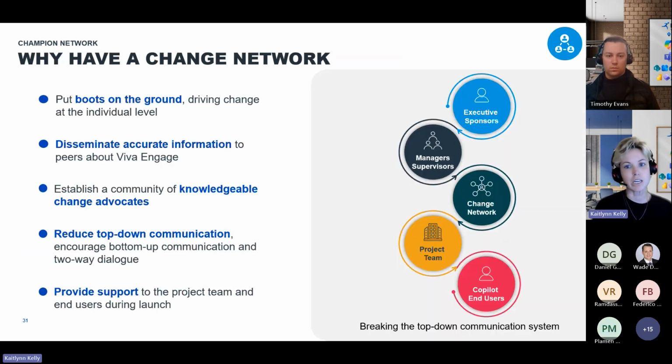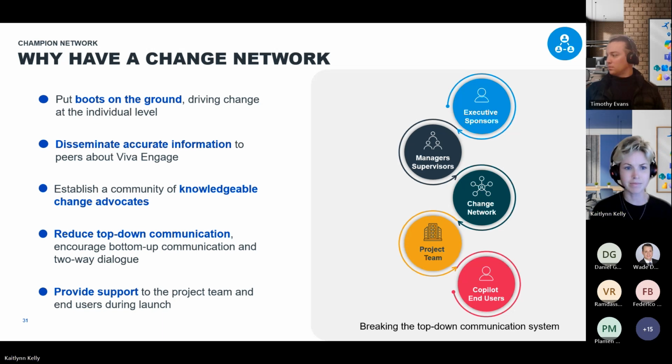So when we have a change network, why do we even need one? A lot of great reasons. One, we can put boots on the ground, making sure that there is change at the individual level. They can also disseminate accurate information to peers through tools like Viva Engage, through word of mouth, through a lot of other opportunities where maybe the project team isn't as hands-on. It can also establish a community of knowledgeable change advocates. So if you don't have a change network to begin with and you're launching Copilot, what a great opportunity to establish that.